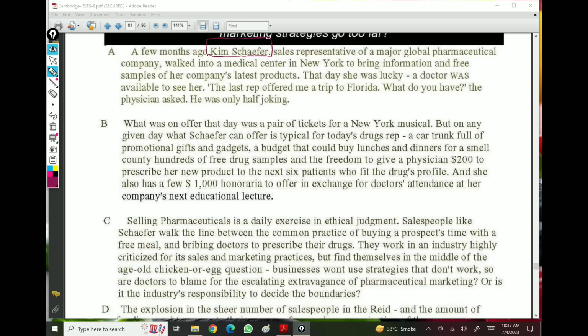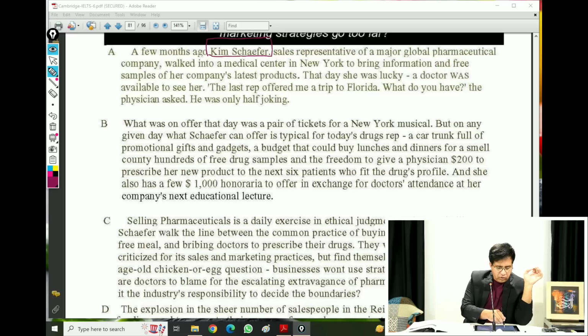Yeah, second paragraph. I'm reading it from the beginning. Follow me. Paragraph B. From the beginning. What was on offer that day was a pair of tickets for a New York musical. But on any given day, what Sheffer can offer is typical for today's drug representative. A car trunk full of promotional gifts.